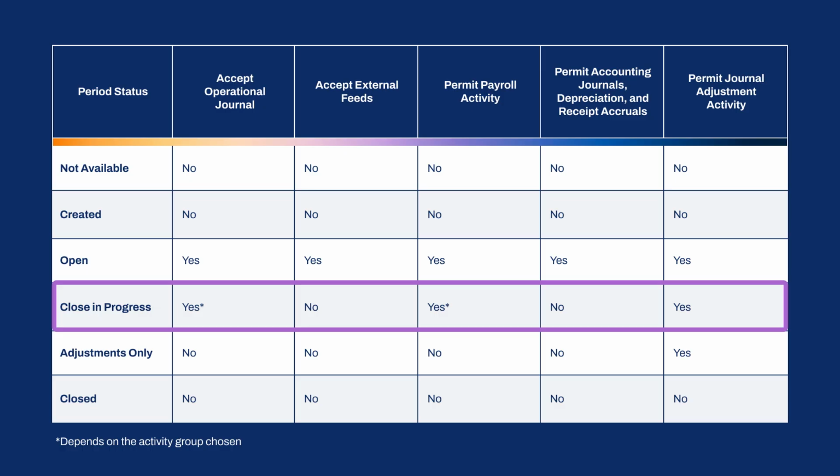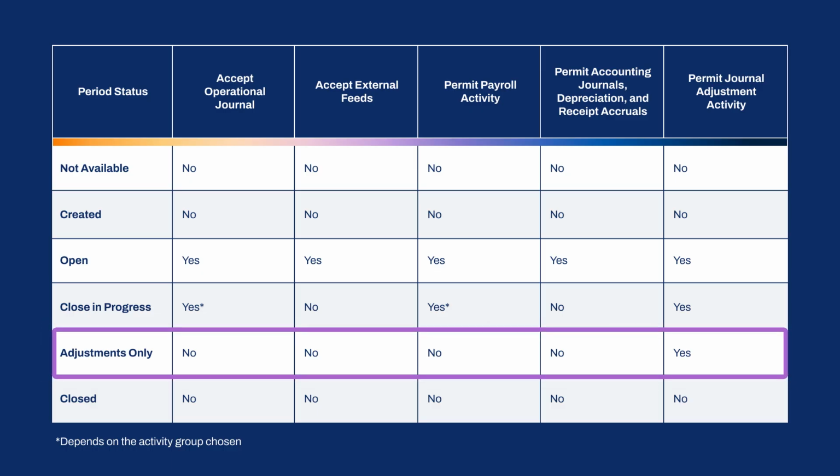The actions you can perform depend on the individual status of activity groups that your administrator manages. And a period in adjustments only status will allow only adjustment journals. To post transactions, an administrator must open at least one period. This final step completes the accounting setup, and you can then begin posting transactions.